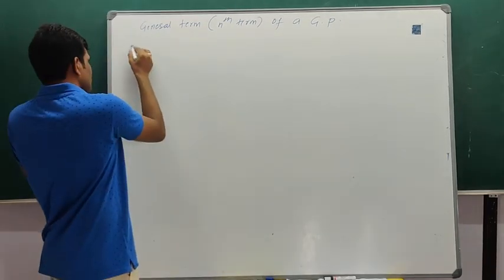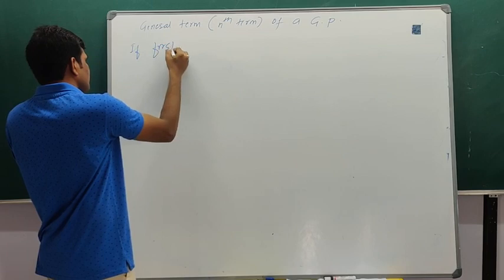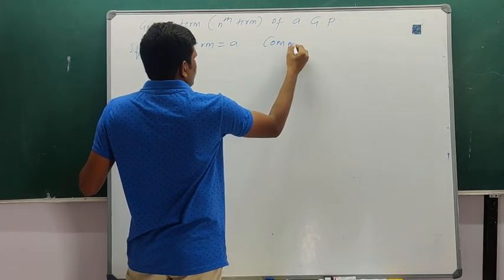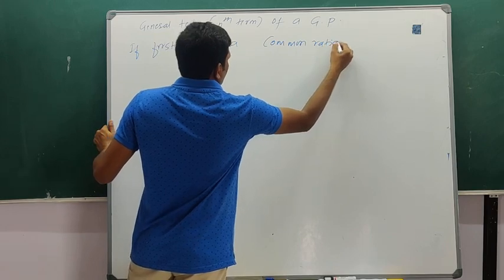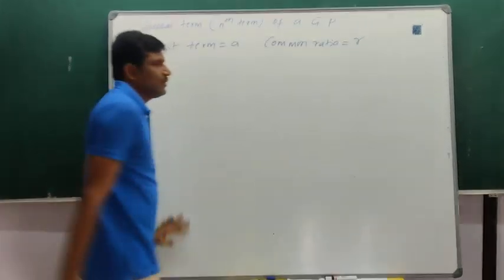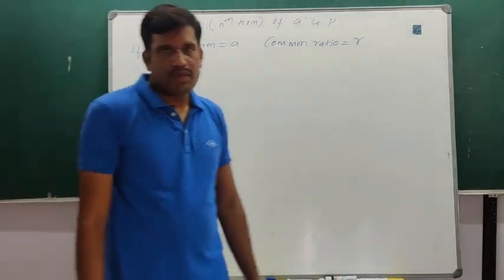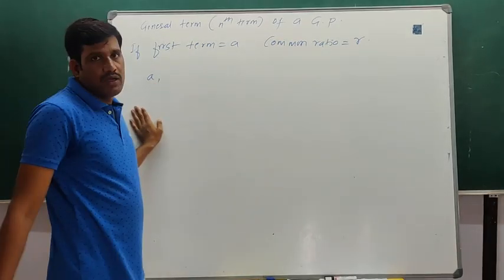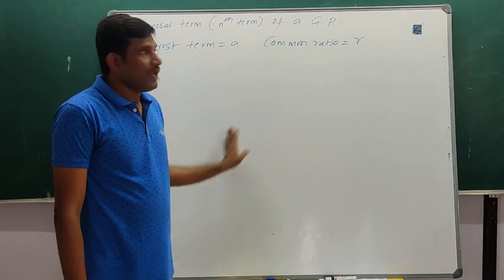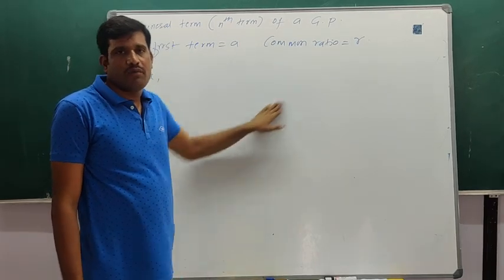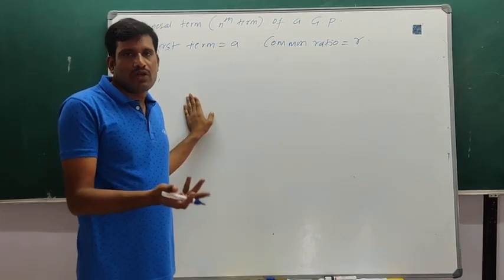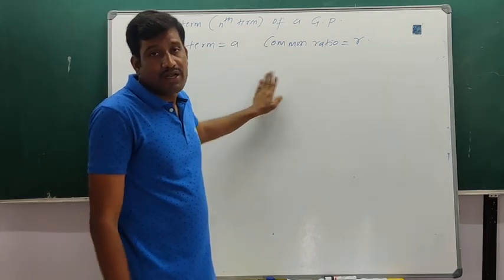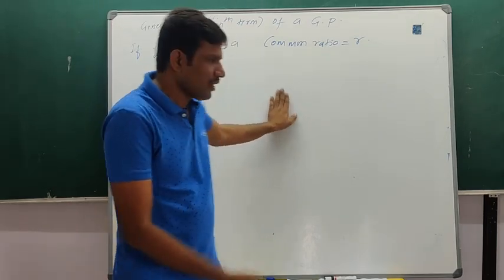See, if the first term is A and the common ratio is equal to R, then how do we write a GP? The first term we write as A. Already I told you, in GP we multiply the common ratio to each term in order to get the next term. In AP we add the common difference, but in GP we multiply.